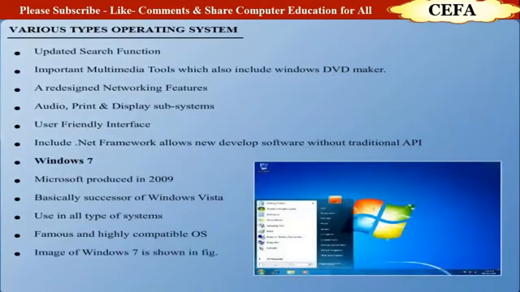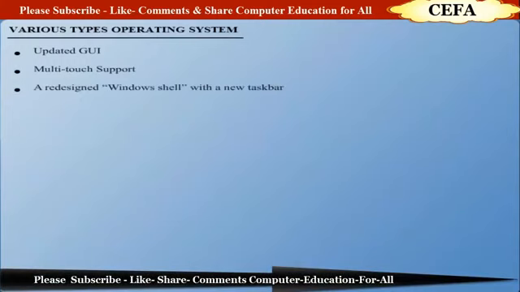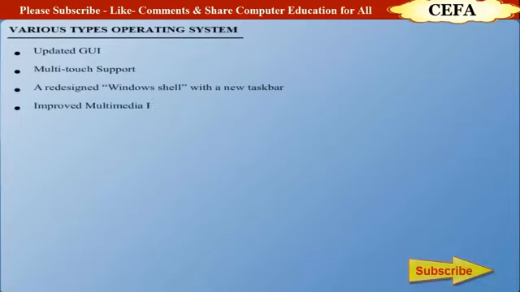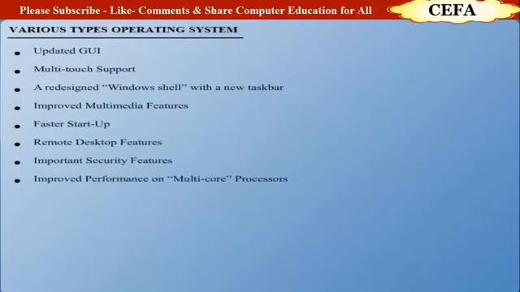There are a number of characteristics such as: number 1, updated graphical user interface; number 2, multi-touch support; number 3, a redesigned Windows shell with a new taskbar; number 4, improved multimedia features; number 5, faster startup; number 6, remote desktop features; number 7, important security features; number 8, improved performance on multi-core processors; number 9, new visual style; number 10, networking features; and number 11, user-friendly interface. Due to these features, it is considered a highly stable and efficient operating system.